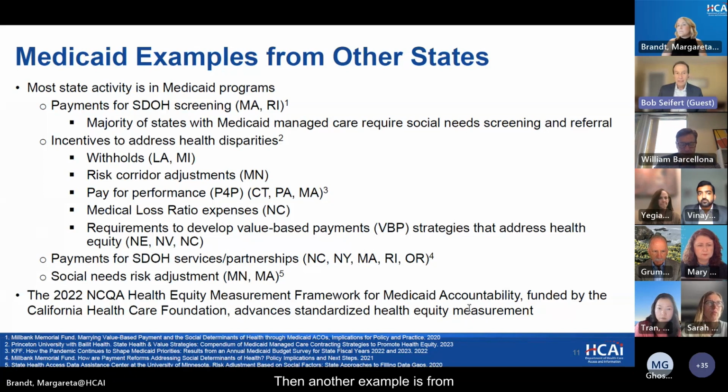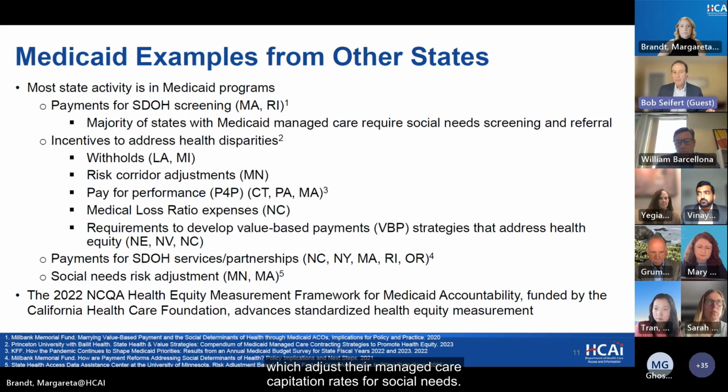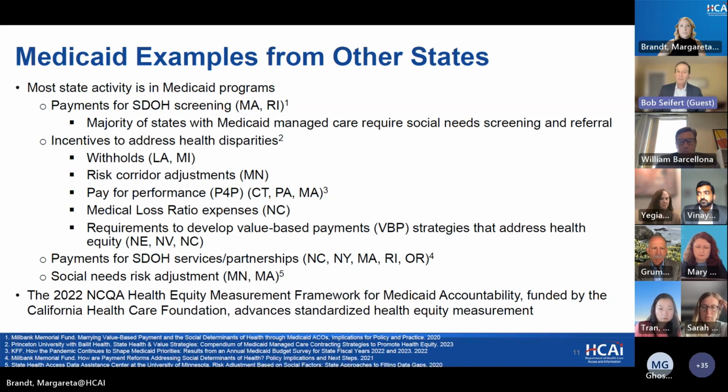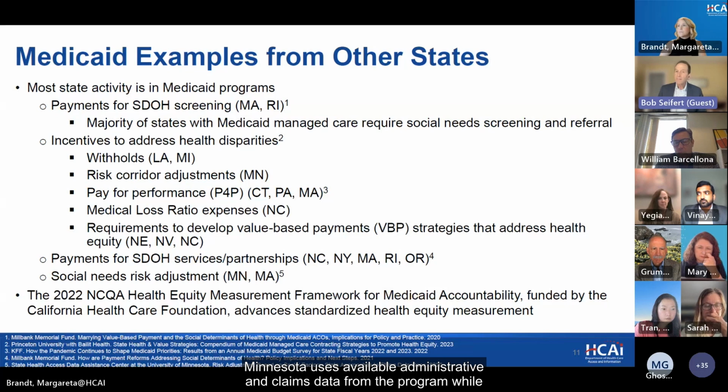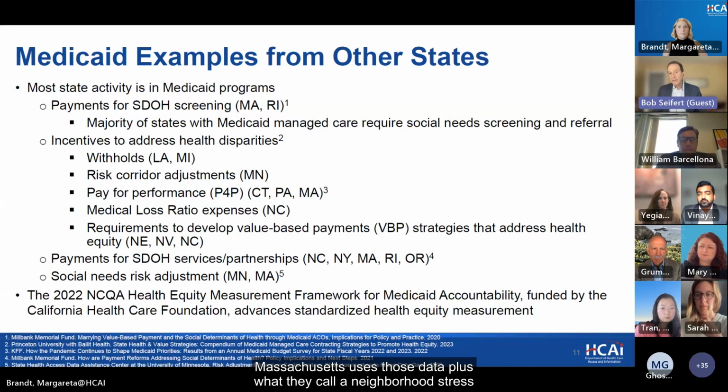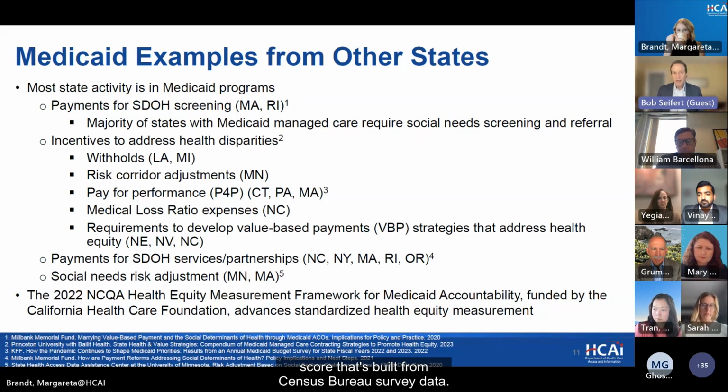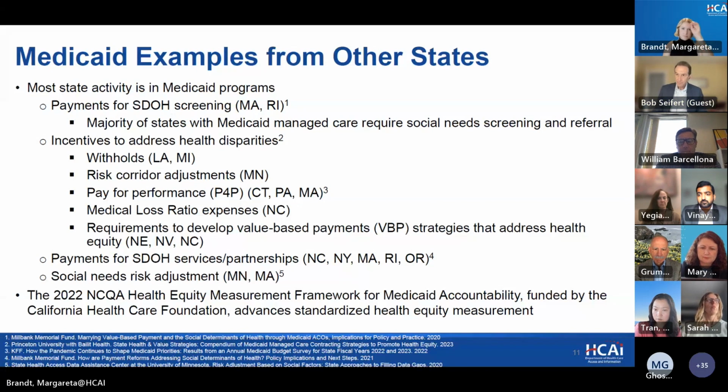Then another example is from Massachusetts and Minnesota, which adjust their managed care capitation rates for social needs. Minnesota uses available administrative and claims data from the program, while Massachusetts uses those data plus what they call a neighborhood stress score that's built from Census Bureau survey data.